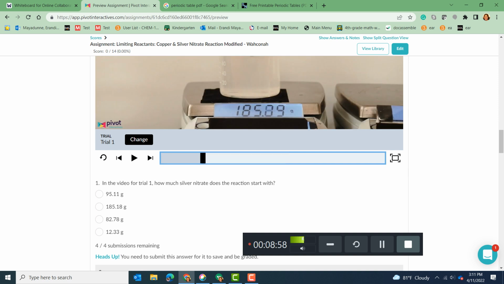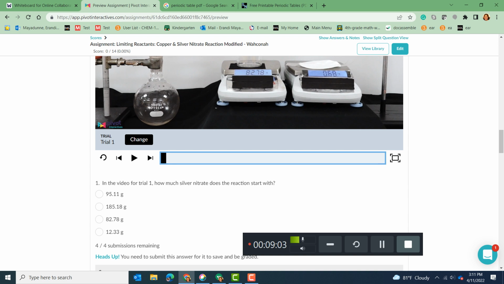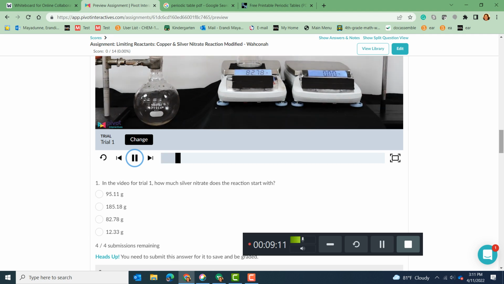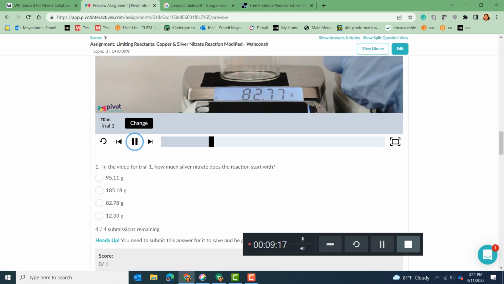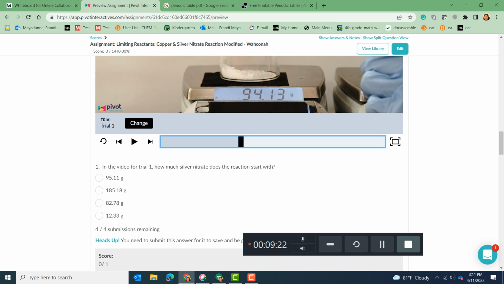You go back, all the way back. Okay, so silver nitrate, because this reaction is between silver nitrate and copper. So let's see how much silver nitrate they start with. When you watch the video, you know it starts with 82. So its mass is already recorded. You don't want to get confused, so go back a little bit. It's 82.78, I think, that is the mass of the empty beaker.